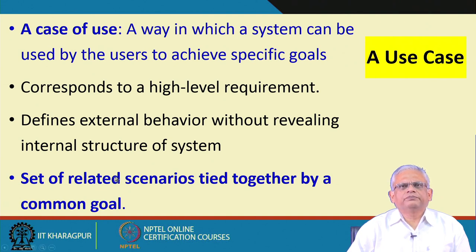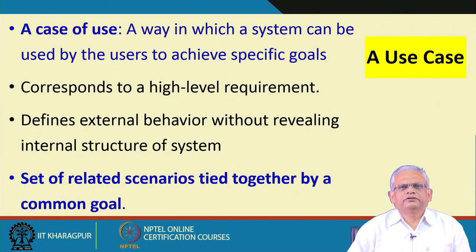But if we look deeper, a use case model consists of a number of use cases, and each use case has a number of scenarios that are tied together by a common goal. What we mean by that is that, let us say you want to issue a book. So, issue book is a use case, it is a case of use by the library member, but then there can be different scenarios of issue.